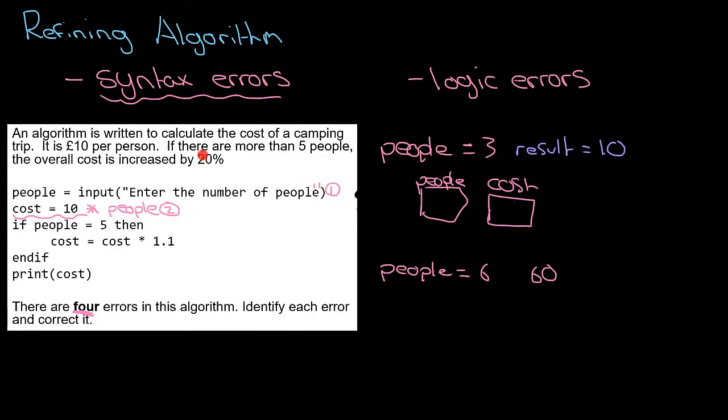it's going to get increased by 20%. So 10% of 60 is 6, so I know I'm adding 12 to it, that would be 20%. So what I should end up with here is 72. That's the result I should get.